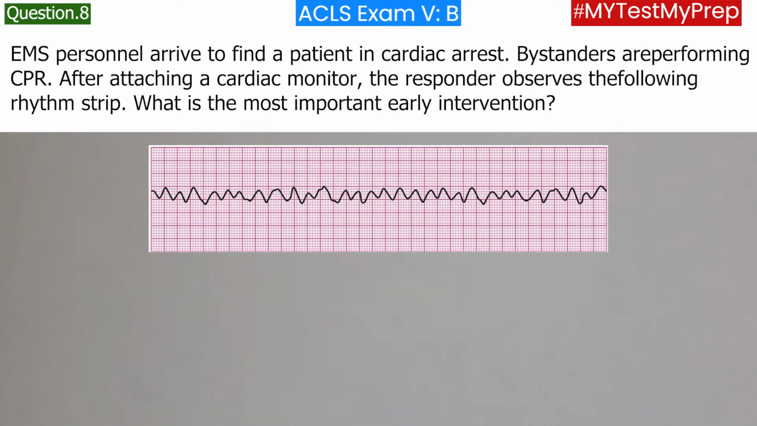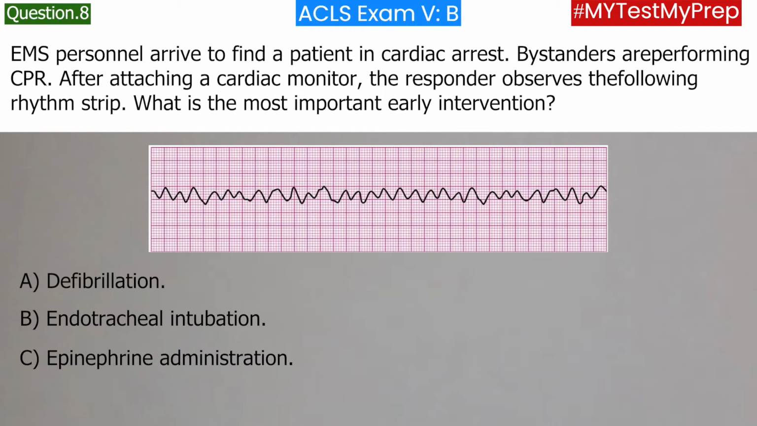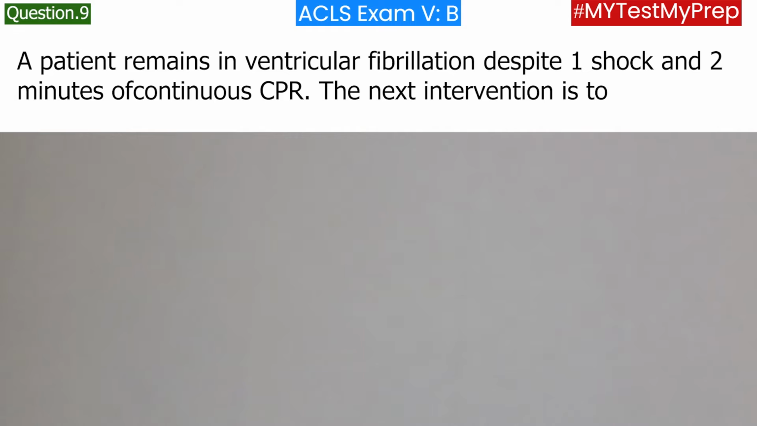EMS personnel arrive to find a patient in cardiac arrest. Bystanders are performing CPR. After attaching a cardiac monitor, the responder observes the following rhythm strip. What is the most important early intervention? A. Defibrillation. B. Endotracheal intubation. C. Epinephrine administration. D. Antiarrhythmic administration. Answer: A. Defibrillation.